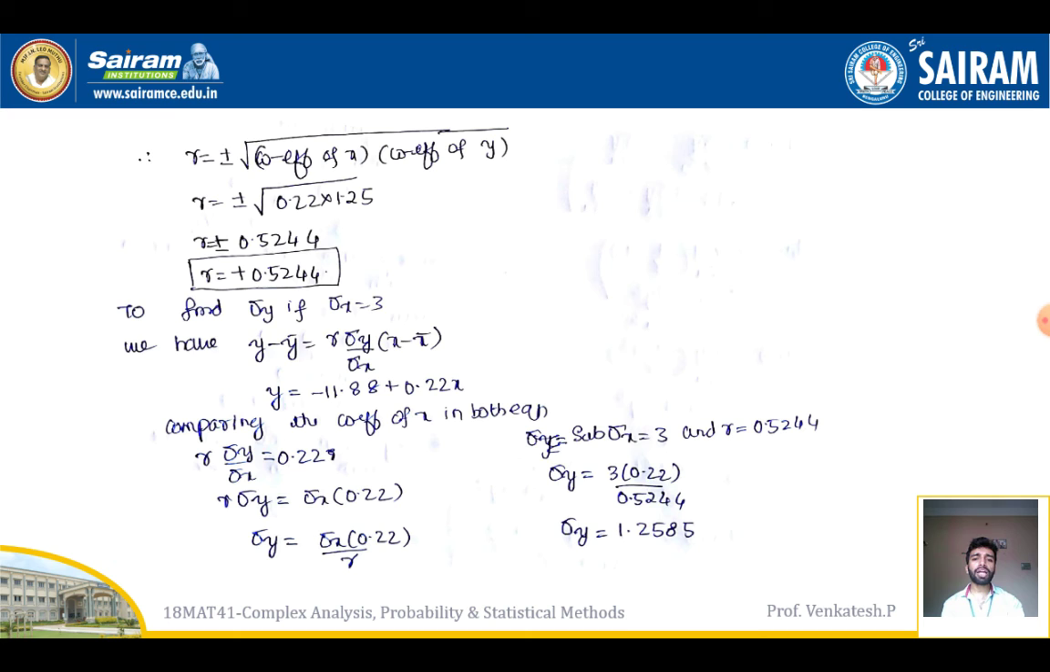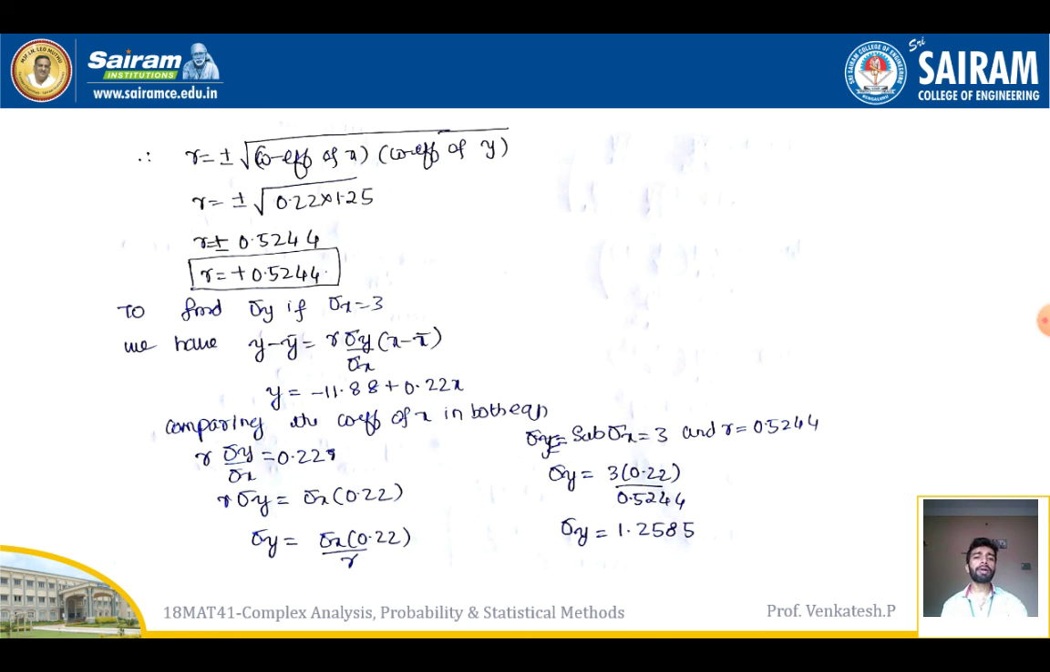On comparing the coefficients in both the equations, the coefficient of x will be r sigma y by sigma x in this equation, and the coefficient of x in this one is 0.22. Since I can equate the coefficients, r sigma y by sigma x is equal to 0.22, and r sigma y is equal to sigma x into 0.22. Sigma y will be equal to sigma x into 0.22 by r. Since we know the values of r and sigma x, I can easily estimate the value of sigma y.